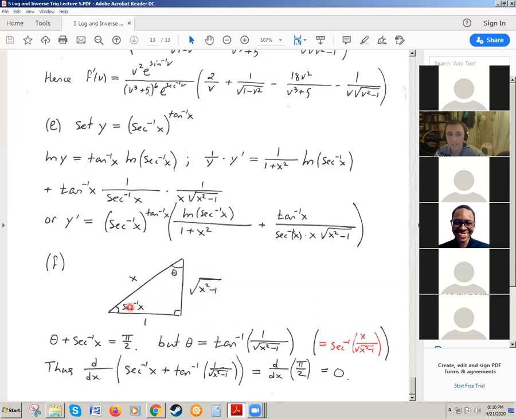Regardless, secant inverse of x plus theta always equals pi over 2, because the remaining angle is pi over 2 as well, and they all add up to pi. So instead of taking the derivative of this expression, I'm really taking the derivative of pi over 2, which is obviously 0. Let me ask you one more question, guys before you go.